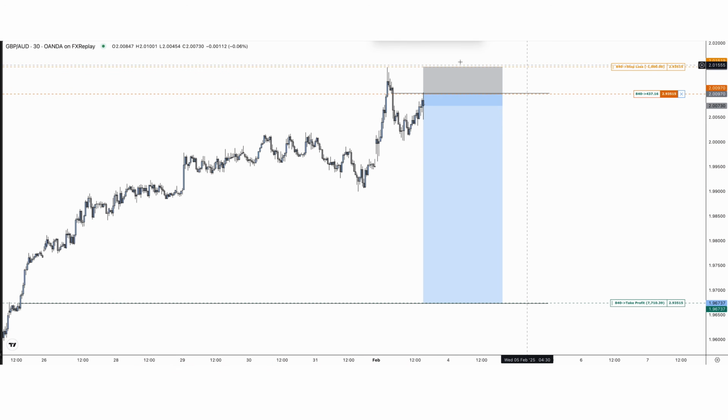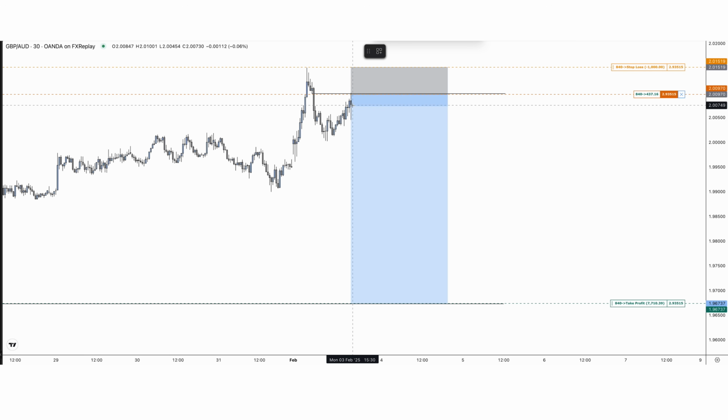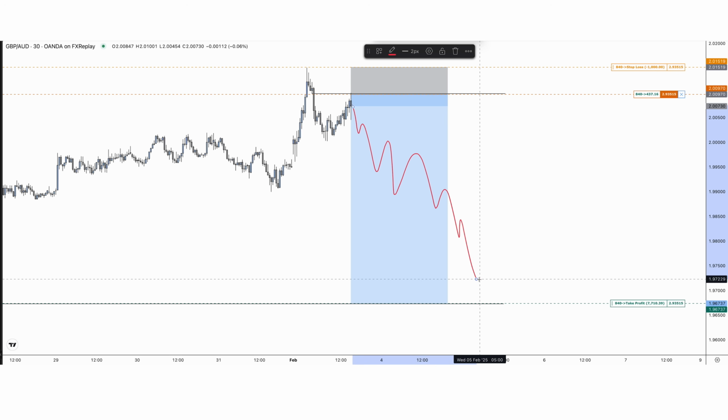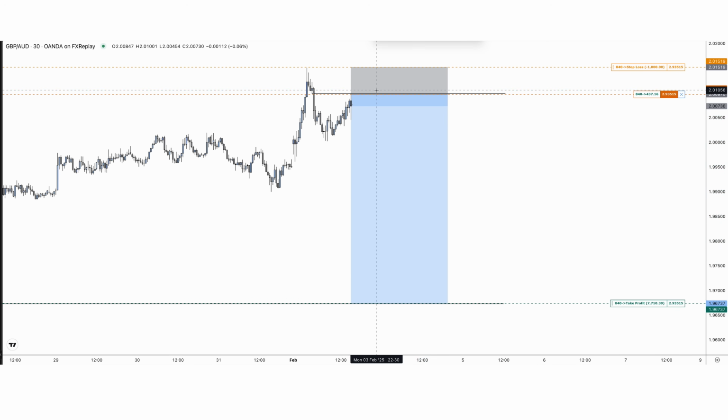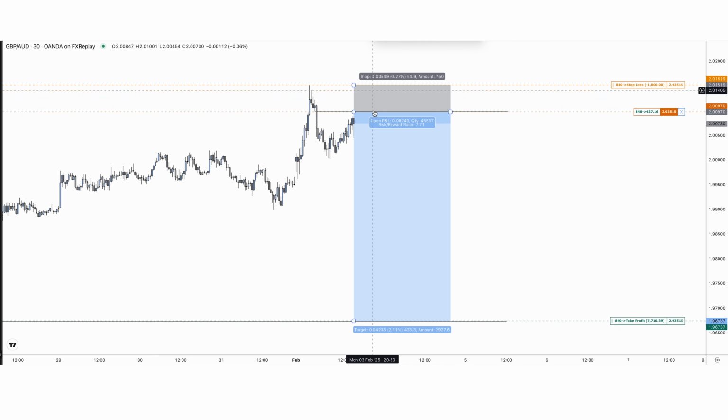All right, so in this example, we are going to look at a trade on GBP AUD, which is a selling opportunity. So it works the exact same way for sells, except you are going to trail your stop loss over highs as the market structure breaks down. The position has just now been executed.